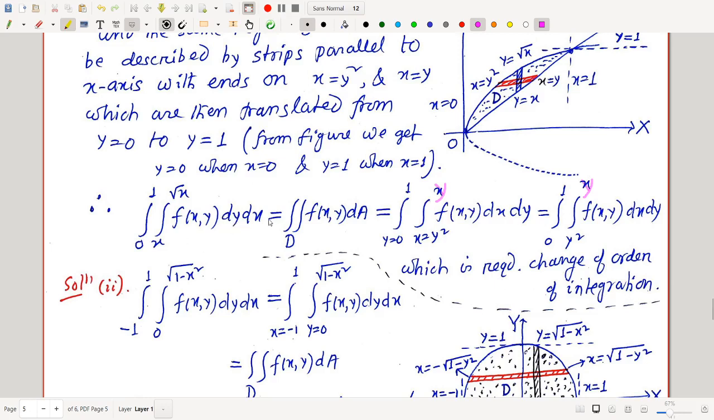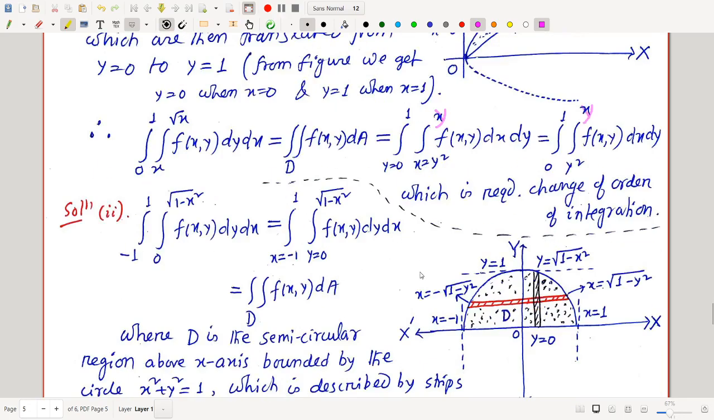So it was dy dx, here we have got dx dy, but see the limits are changed. Here the limit for y was x to root x, here the limit for x is y squared to y, and the limit for x was 0 to 1 and the limit for y is 0 to 1. Of course these two remain the same.